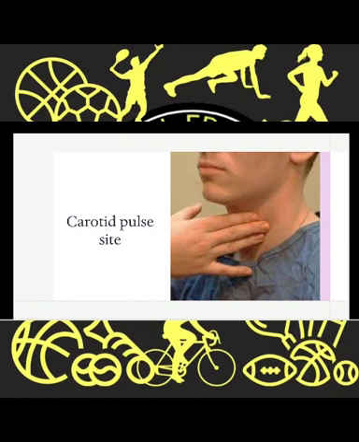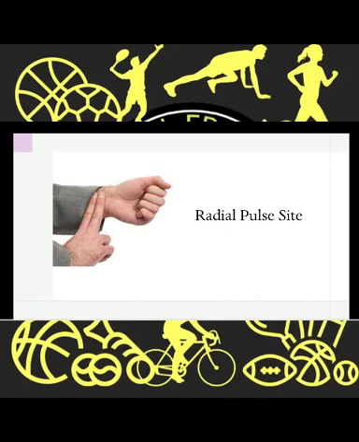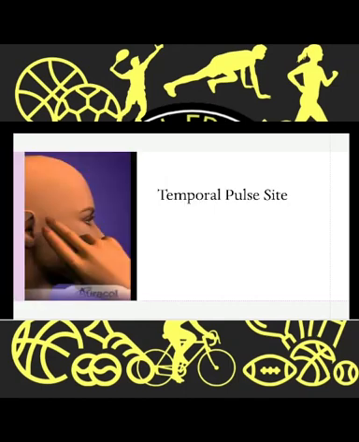Remember, never check both carotid arteries at the same time, as this may cause you to feel lightheaded or dizzy, or possibly faint. The third one is the radial pulse site. This is taken from the radial artery at the wrist, in line with the thumb, using the tips of your pointer and middle finger. Last is the temporal pulse site. It can be obtained from the left or right temple with light pressure from the tips of the pointer and middle finger.